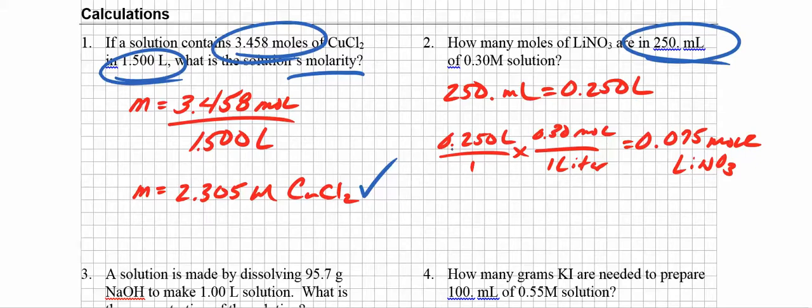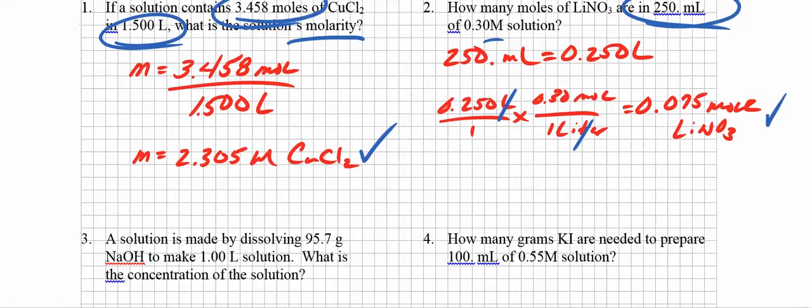Now let's take that 0.250 liters. I'm going to put it over 1 just to hold the place, times, remember, molarity, this capital M stands for moles per liter. That's molarity. So a 0.30 molar solution is 0.30 moles per liter. When I multiply, that allows me to cancel liters with liters and leaves me with the number of moles of lithium nitrate. In this case, it's 0.075 moles of lithium nitrate in this 0.30 molar solution. And I'm done with the second problem. Let's move on to number three.